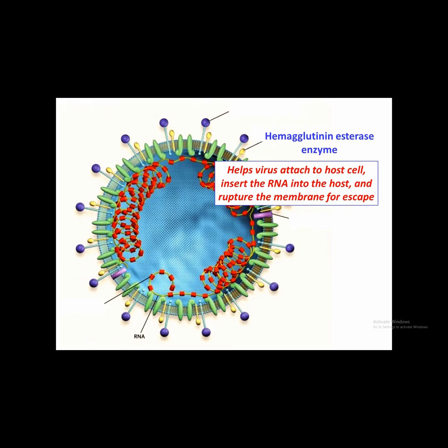There are hemagglutinin esterase spikes also along the surface. Those really are enzymes that have several different functions in the infection cycle. They do help the virus to attach to the membrane of the host cell. They also make the membrane permeable so that the RNA molecules can be inserted into the cytoplasm of the host. Once the new viral particles have been assembled by the host cell, these spikes help the new virus particles break free from the cell membrane and go on to infect other cells.